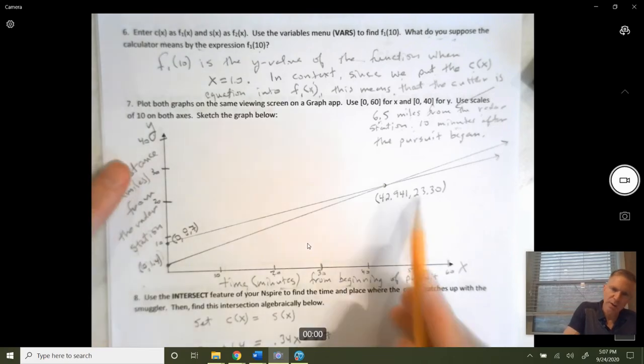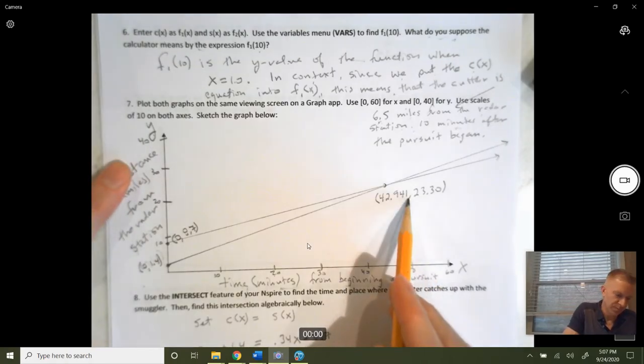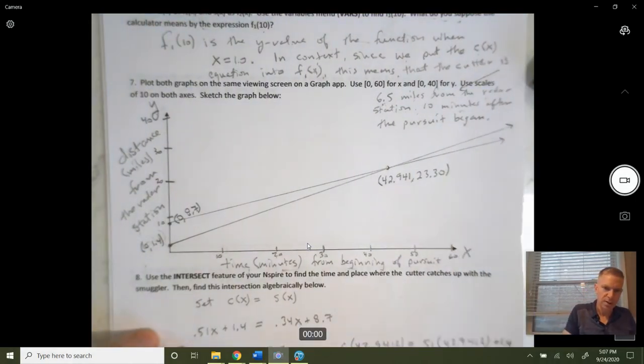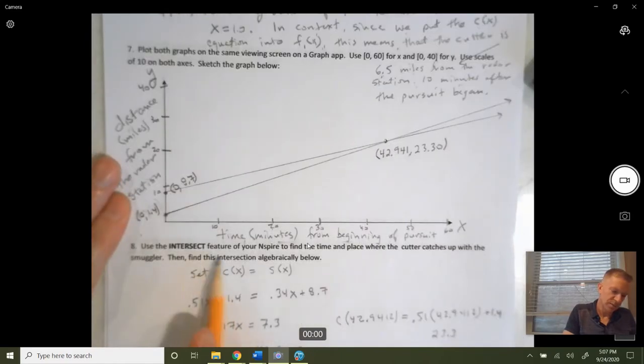Okay, and here's our point of intersection. And the very last question on the bottom asks us, we did use the intersection feature, and it says find the intersection algebraically below. So we can do that.